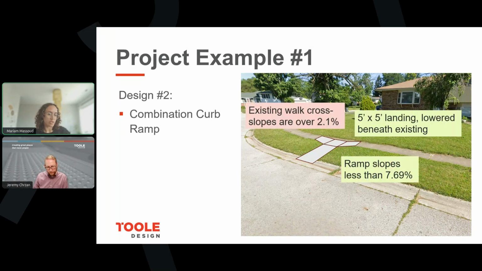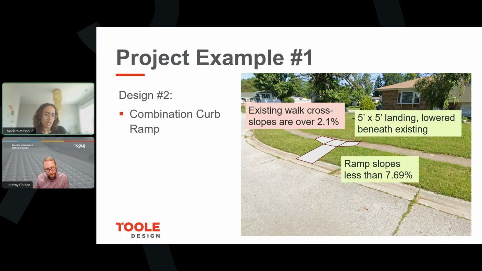It's clear from that first iteration that we needed to lower the landing. So that's what we did, lower the landing a bit. And then we now have these 2 panels tying the landing to the existing walk. So this is a combination curb ramp because those 2 panels tying the existing walk to the landing are ramping down steeper than 5%. And then we have the landing in the middle and then the ramp. So in this design, all of the ramp slopes were compliant. They were less than 7.69%.